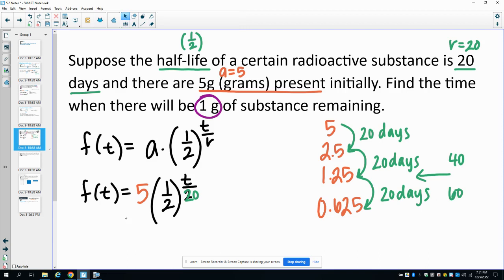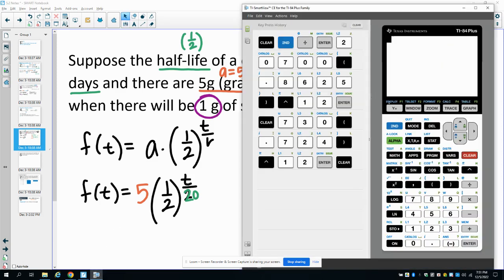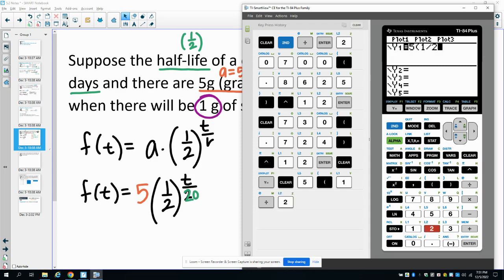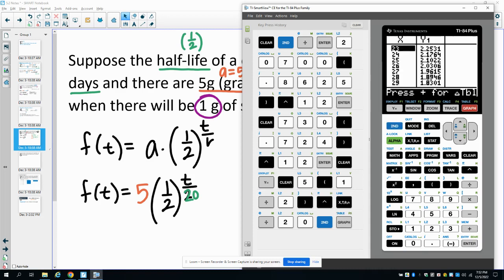somewhere between 40 and 60. Otherwise, in your calculator, you could go into the y equals button and type this function in. So 5 times 1/2, and then in your exponent, if it doesn't move your exponent up like this calculator does, make sure you put a parenthesis up there. I don't need to because it puts this whole thing in the exponent. So x divided by 20. Now I'm just going to go into my table, second graph, and I'm just going to go down.